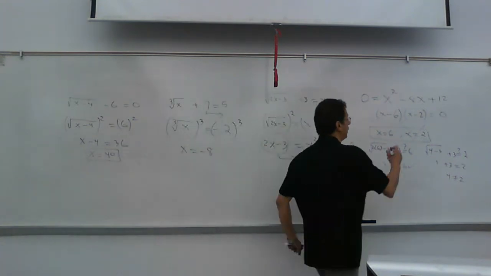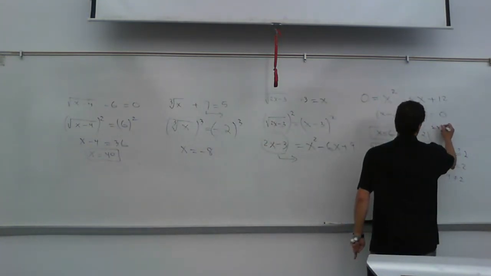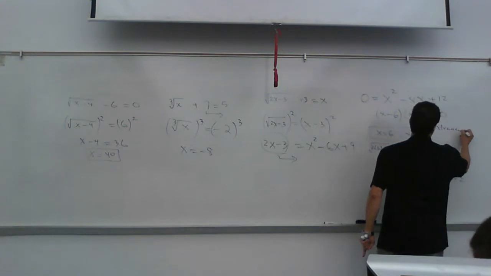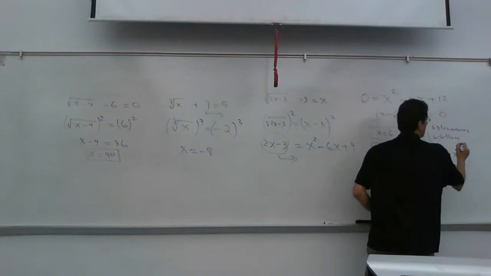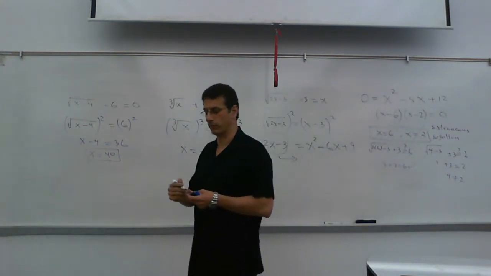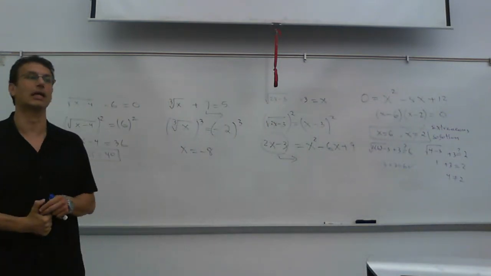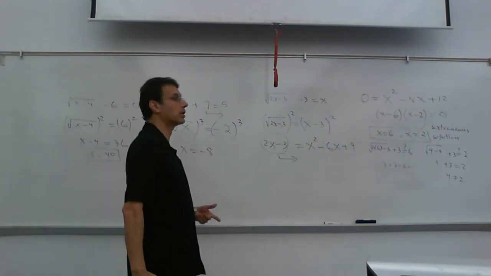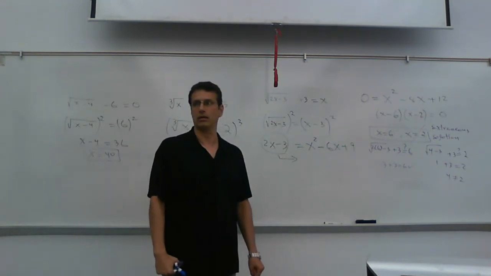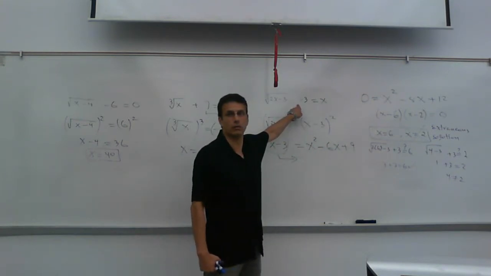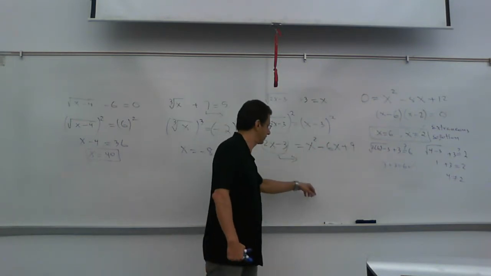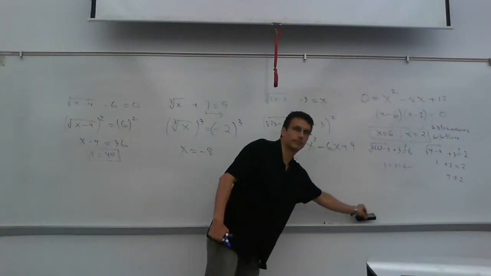The name is, this is an extraneous solution. x equals 2 is not a solution. It's an extraneous solution that we came up with during the process of squaring. Are you with me? So you check both with only the original equation. Does that work?